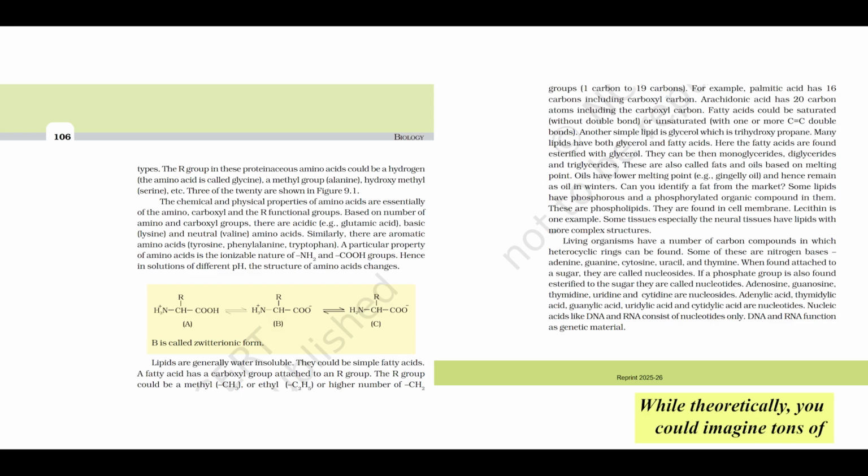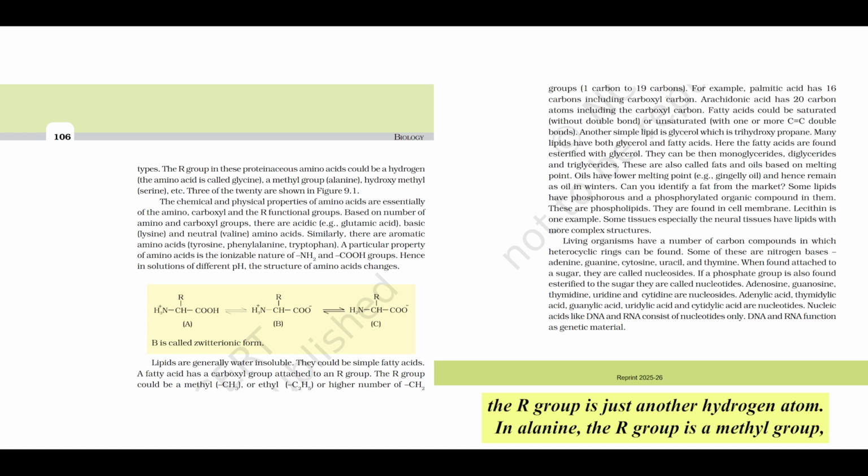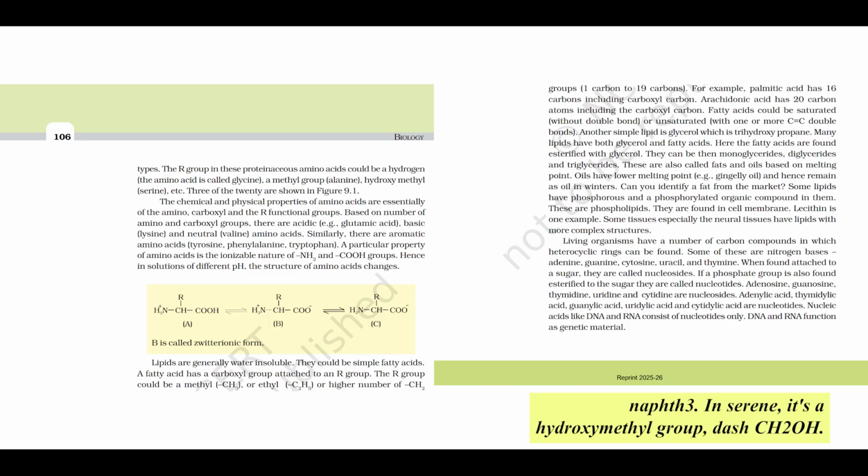While theoretically you could imagine tons of different amino acids, in living organisms we typically find only 20 specific types that are used to build proteins. For example, in glycine, the simplest one, the R group is just another hydrogen atom. In alanine, the R group is a methyl group, CH3. In serine, it's a hydroxymethyl group, CH2OH. You see how the R group varies? Yeah, different little bits attached.